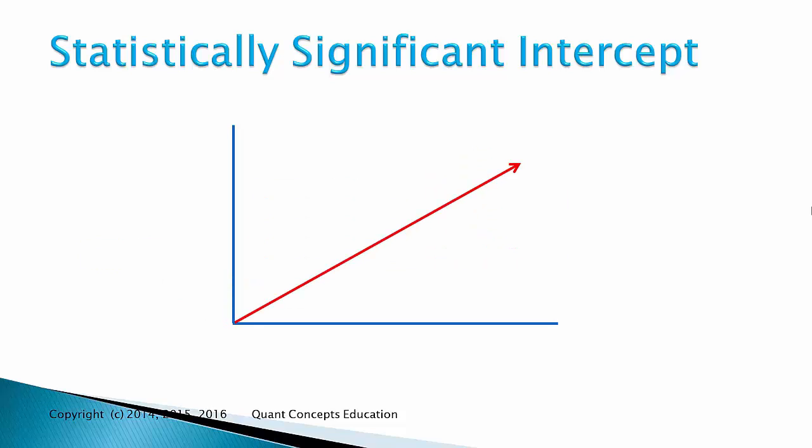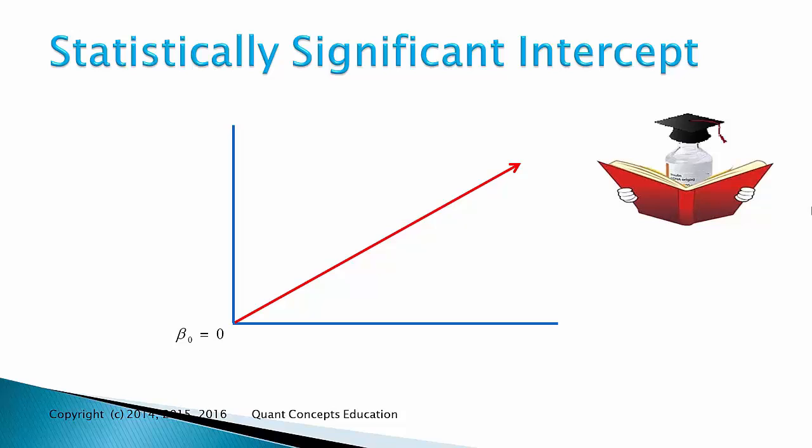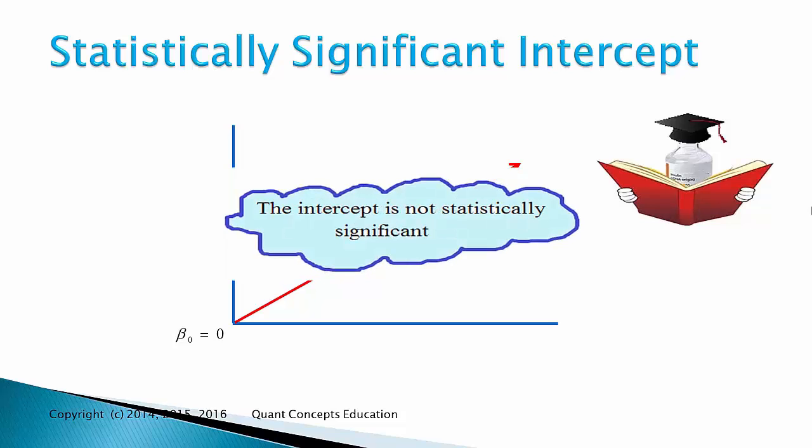Now, suppose instead the population regression line looks like this. The intercept term in this case is equal to zero, so it's said to be not statistically significant, or statistically insignificant. In practice, we can't observe the population regression line, so we use the output from our sample regression line to judge whether the population betas are likely to be zero or not. That is, whether they're statistically significant or not.